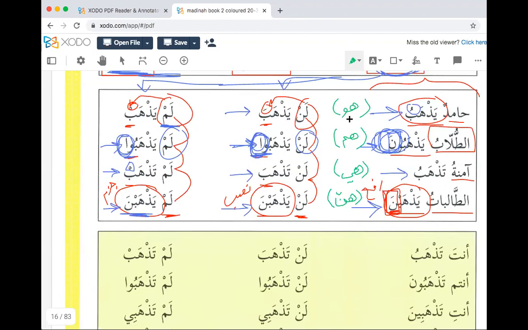Okay? This one: huwa, huma, hum, hiya, hunna. Are they in front of you? No. They're all absent. And this is what we call the third person. In Arabic, this is called al-ghaib, damir al-ghaib. Al-ghaib meaning absent.